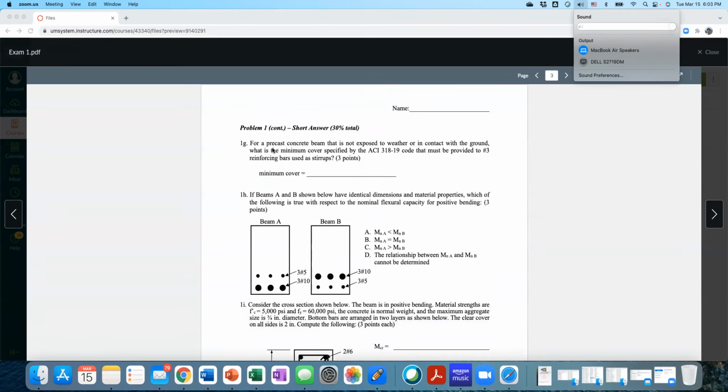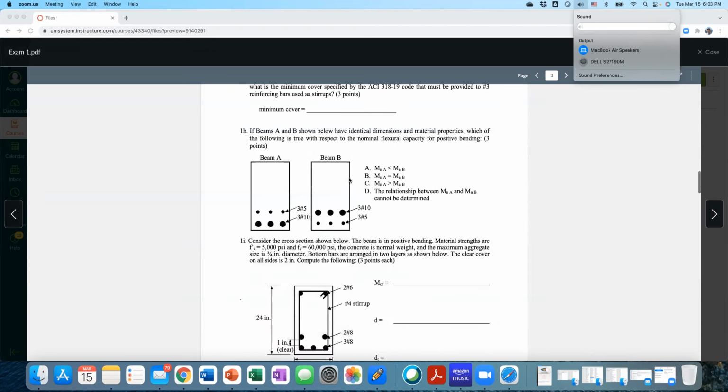So 1G, for a precast concrete beam that is exposed to weather or in contact with ground. So this is different environment conditions. One's interior, one exterior. And what is the minimum cover specified by ACI 318-19 Table 20.5.1.3.2? Okay, check out the tables. When you check out the tables, there is stirrup-related information. Remember, this is number 3 reinforcing bar for stirrups. Okay, so pick a number here.